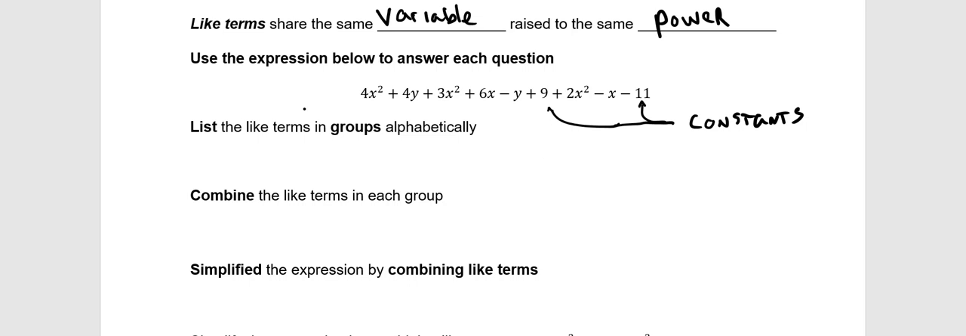Okay, so let's take a look. Alphabetically, I'm actually going to go highest power to lowest. So my first group I'm going to look at are those terms that have an x to the second power. So my first group is going to be made up of 4x squared, and we're just going to separate with a comma, 3x squared and 2x squared.